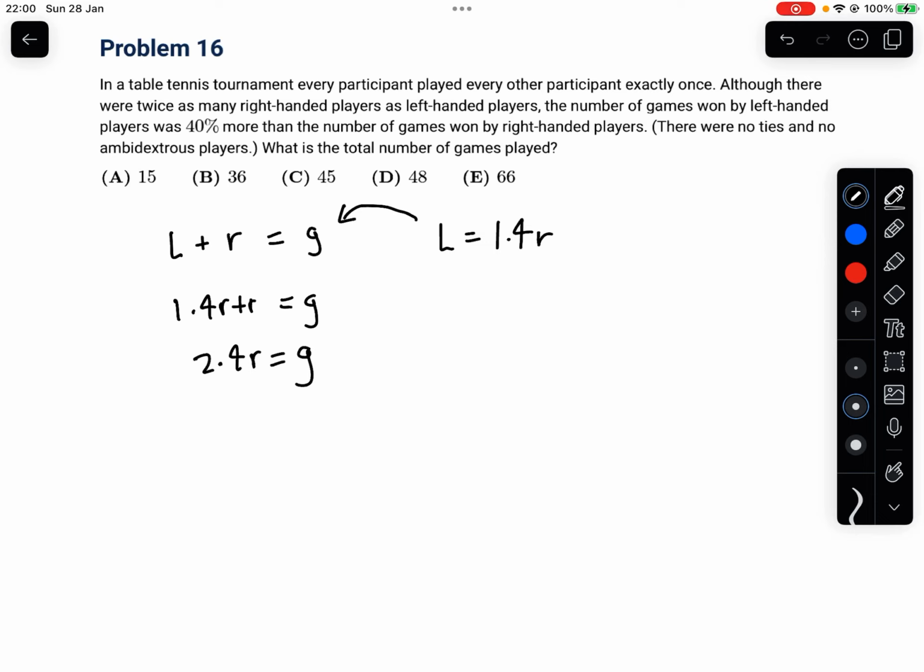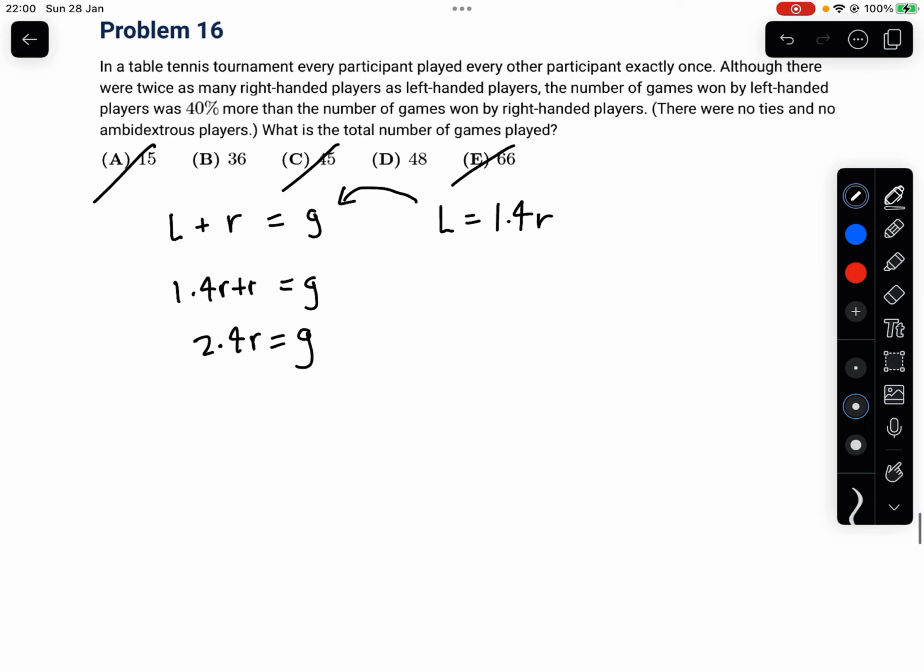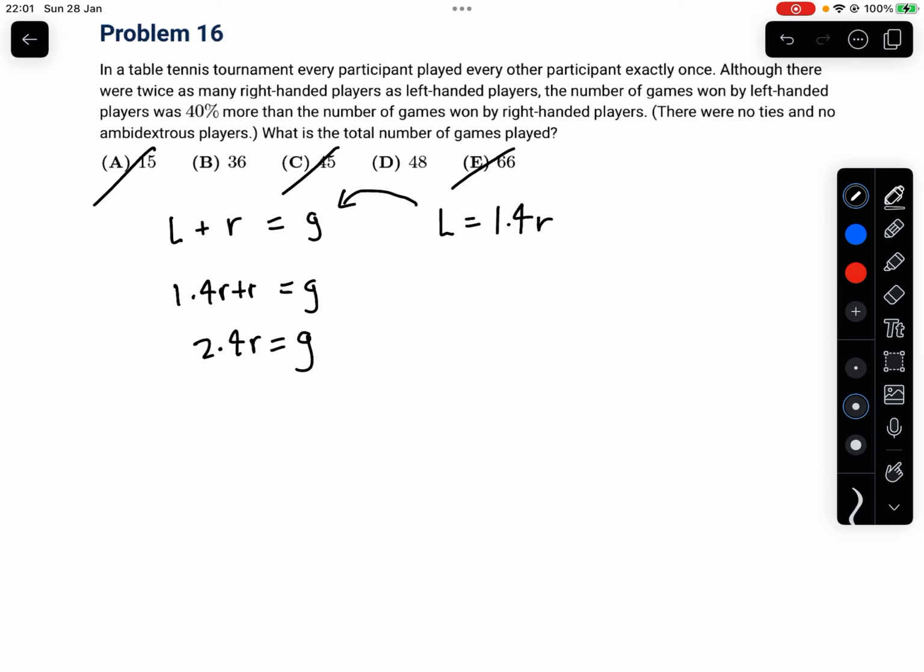So we know our answer must be a number that's divisible by 2.4, right? So we can test out all the answers, and we know 15 isn't divisible, 45 isn't, and 66 isn't. 36 and 48 are. So that leaves us with two more answer choices.